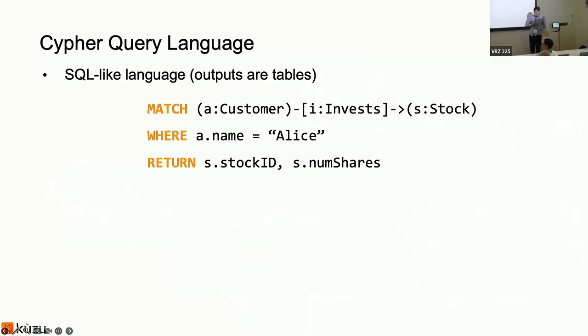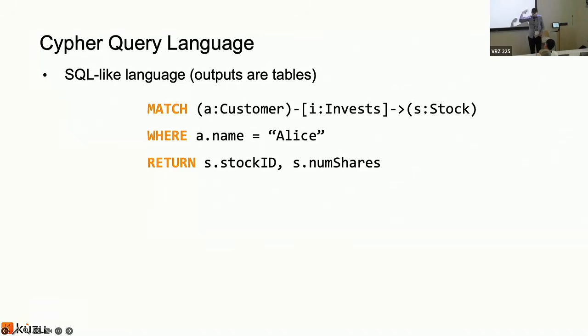The query languages of these systems are SQL-like. So Cypher feels like SQL. Here's a snippet of the three main clauses of Cypher: there's a match, where, and a return. So this is a query that's asking, it's really just like SQL.